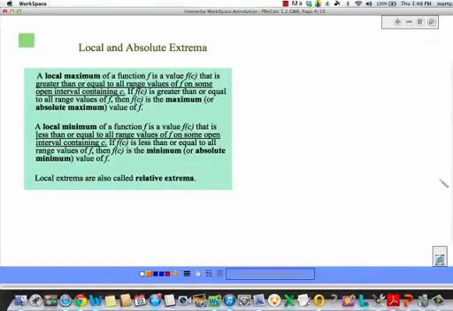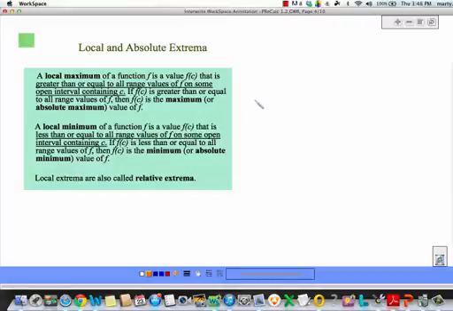and minimums. We should have seen maximums and minimums a little bit in Algebra 2. Local maximum, local minimum, absolute maximum, absolute minimum. It will have an absolute maximum if it is bounded above. If it has a bounded below, it has an absolute minimum.